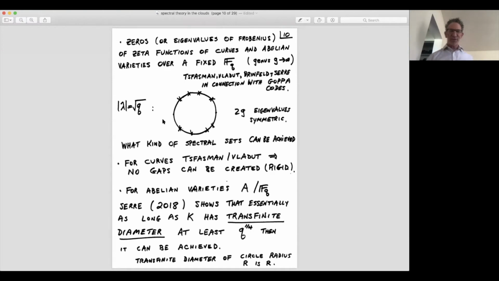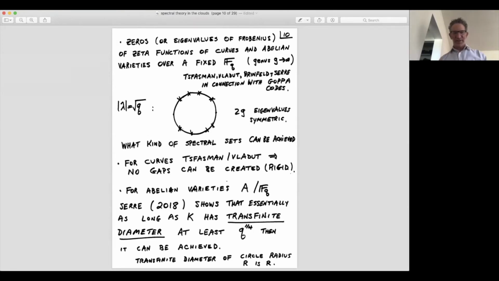Could you take a sequence of curves of larger and larger genus? Where can these eigenvalues concentrate? There's a beautiful theorem of Drinfeld and Vladut that goes back to their analysis of Goppa codes, which shows that you cannot create any gaps as the genus goes to infinity. The spectrum has to become dense in the circle.